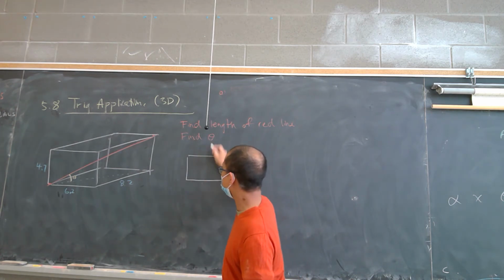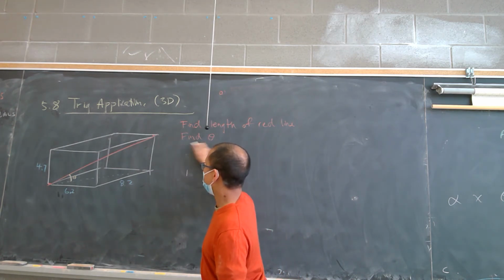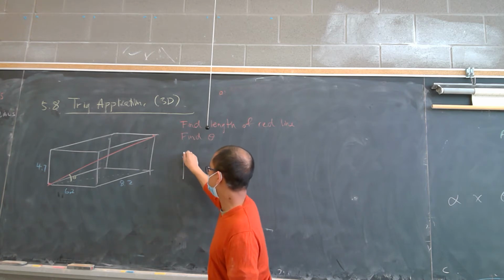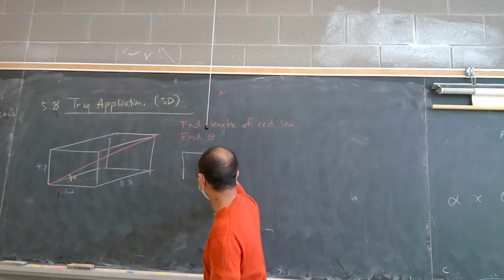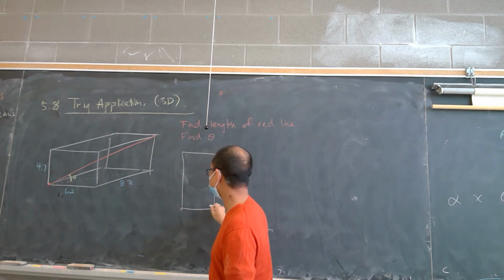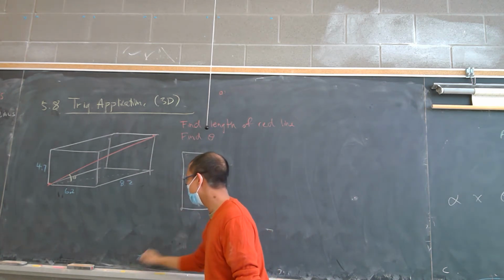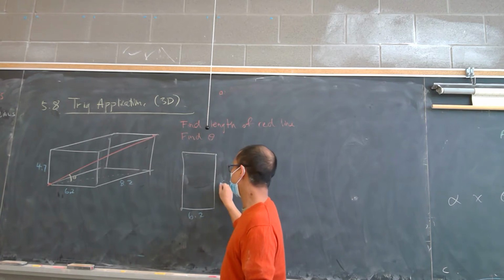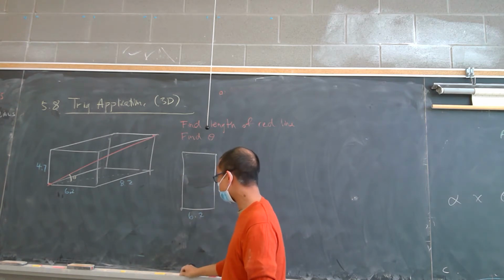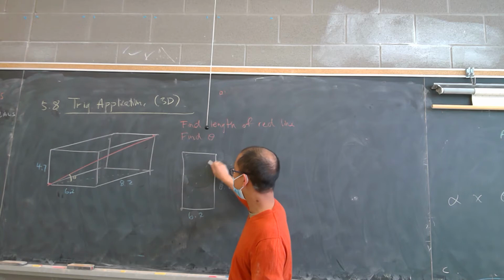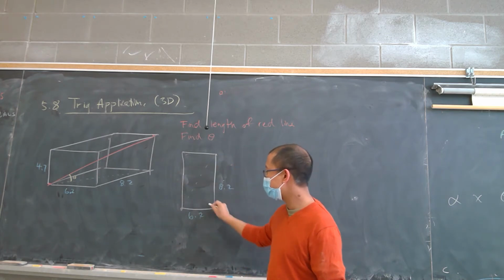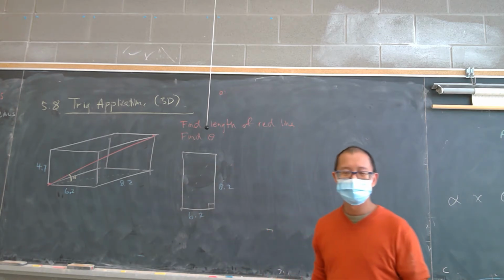It's not drawn very well. Let's draw that again. It's supposed to be longer. So this is the bottom rectangle. 6.2 is down here, 8.2 is right here, and that's our dotted line. Since it's a rectangle, there's a right angle there.